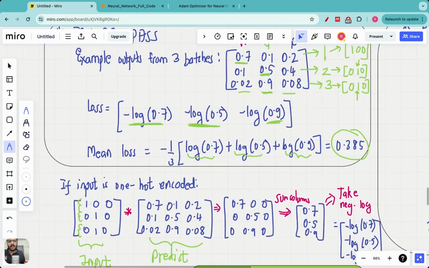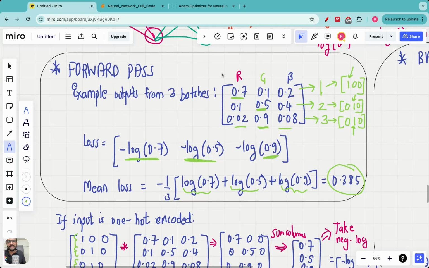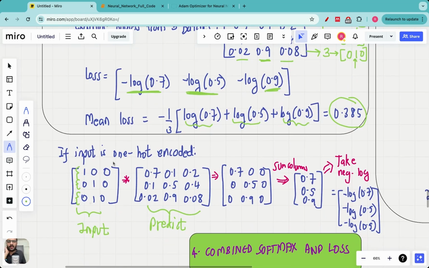Right now, I just told you to look at the correct class, but how do we do it in code? The way to do it is that first you do an element wise multiplication of the input matrix and the prediction matrix. You multiply 1 by 0.7, 0 by 0.1, and 0 by 0.2. So then it will be 0.7, 0, and 0. Then you do an element wise multiplication of the second row. So 0 times 0.1 is 0, 1 times 0.5 is 0.5, and 0. And then you do the same for the third row, so it will be 0, 0.9, and 0.